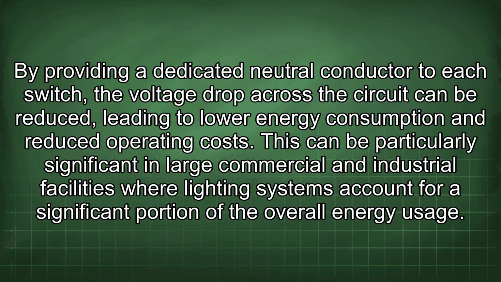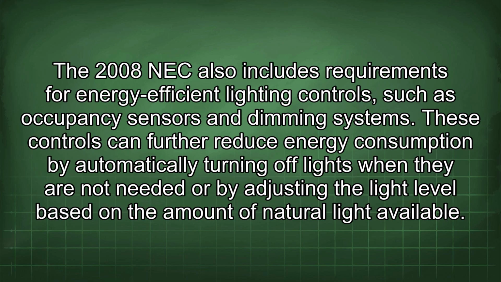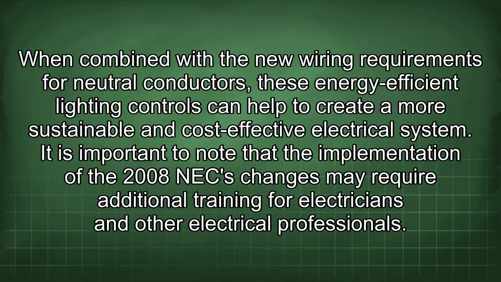The 2008 NEC also includes requirements for energy-efficient lighting controls, such as occupancy sensors and dimming systems. These controls can further reduce energy consumption by automatically turning off lights when they are not needed or by adjusting the light level based on the amount of natural light available. When combined with the new wiring requirements for neutral conductors, these energy-efficient lighting controls can help to create a more sustainable and cost-effective electrical system.